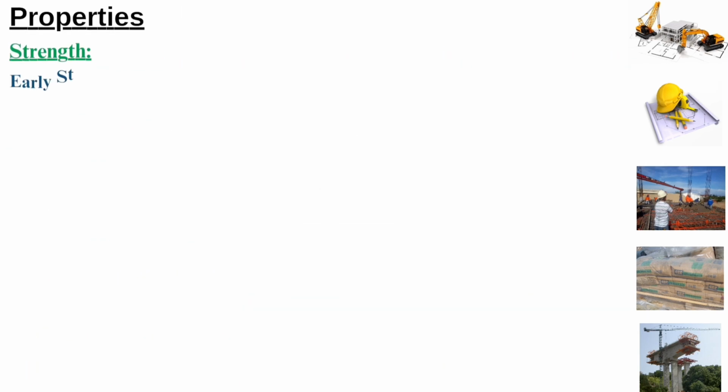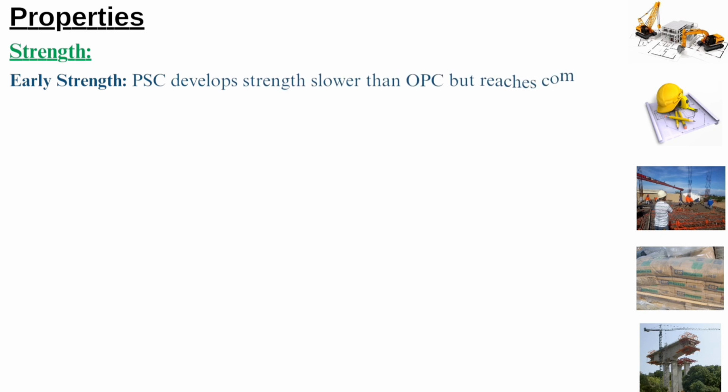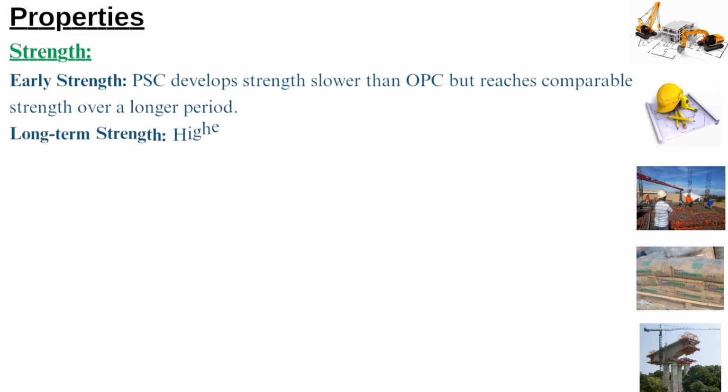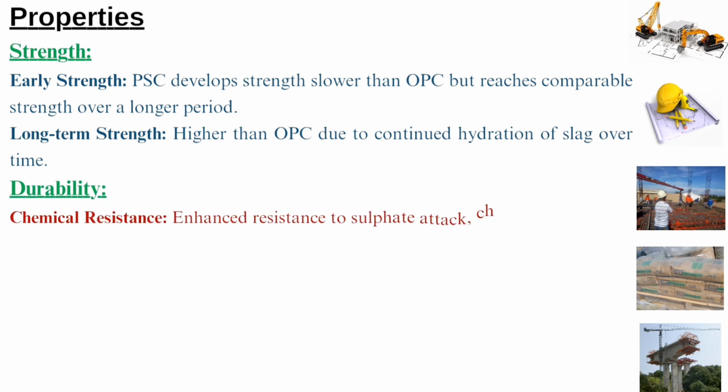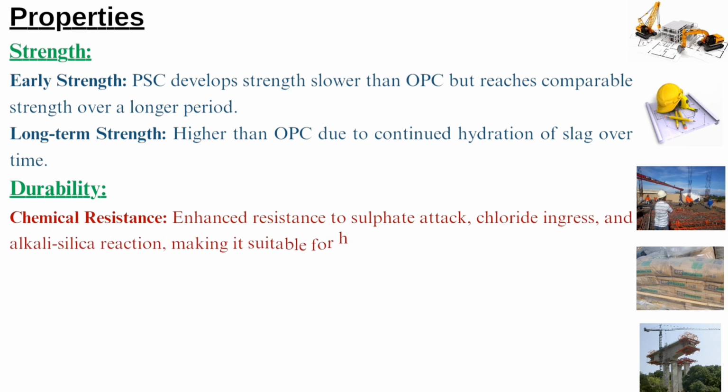Then in properties, the first property is strength. So this Portland slag cement develops strength slower than OPC but reaches comparable strength over a longer period of time. So it takes time but it reaches the extreme strength during a longer period. Then the long-term strength is higher than OPC due to continued hydration of slag over time.